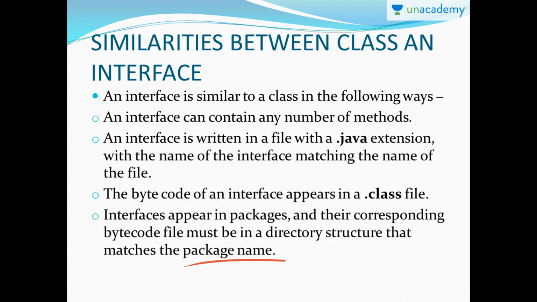matches the package name. This means that similar interfaces are packed up and put in a package, just like we know that similar classes are put in a package, right? In the same way, similar interfaces are also put in a package, and the corresponding bytecode is saved in a directory structure matching the package name. We'll see how directories are done later. For now we just need to understand that similar interfaces are put in a package and their bytecode is put in the form of a directory structure, just as with classes. So these are the similarities between a class and an interface.